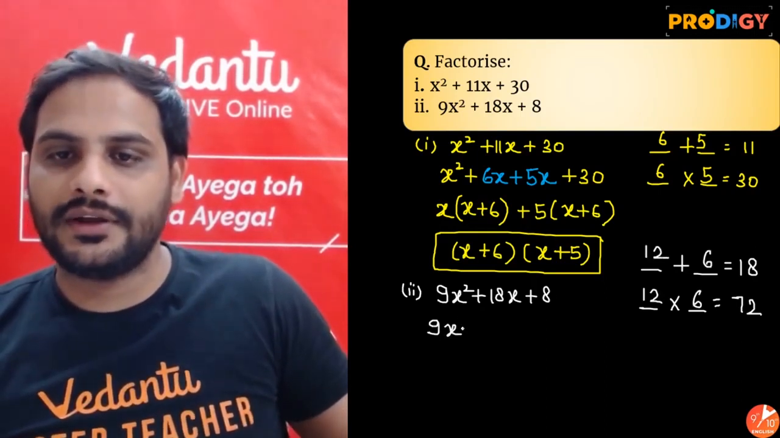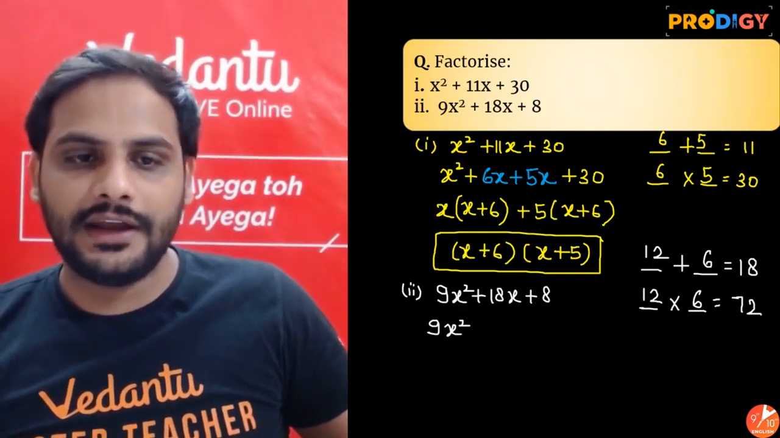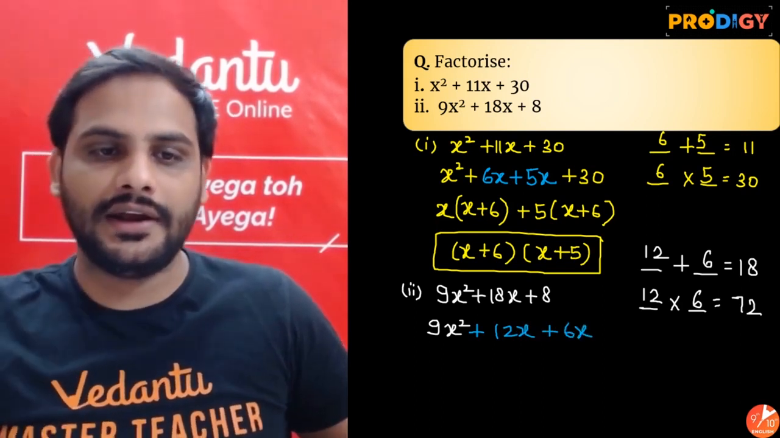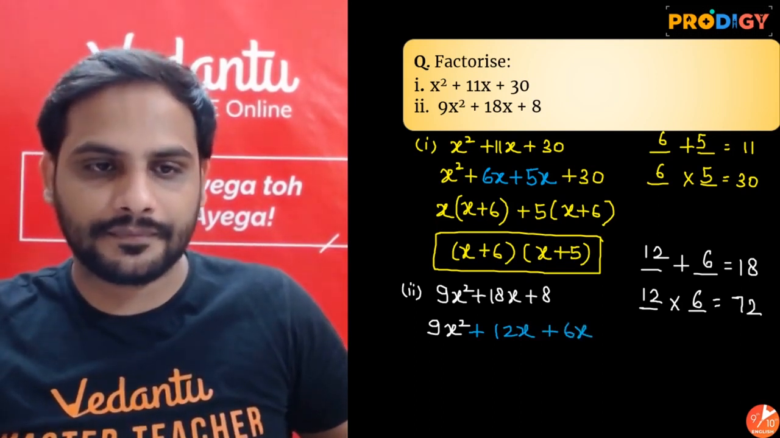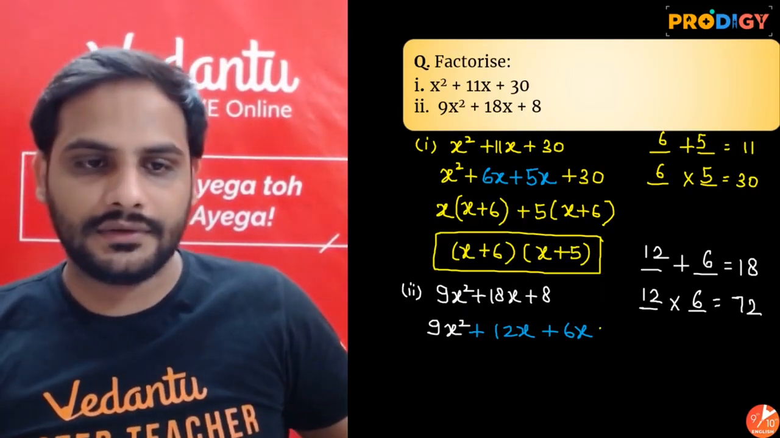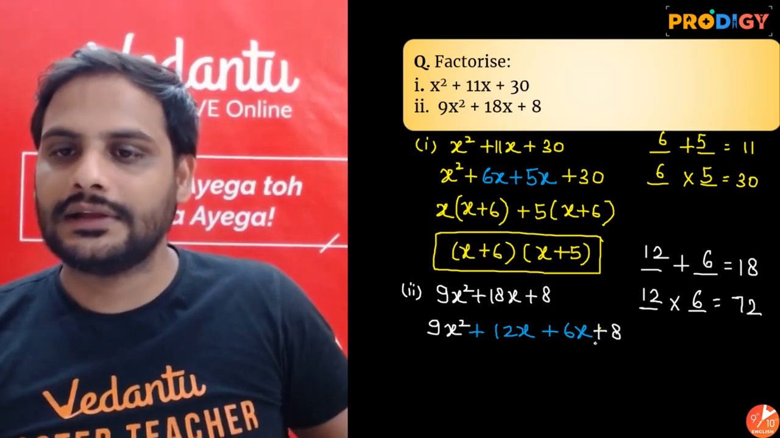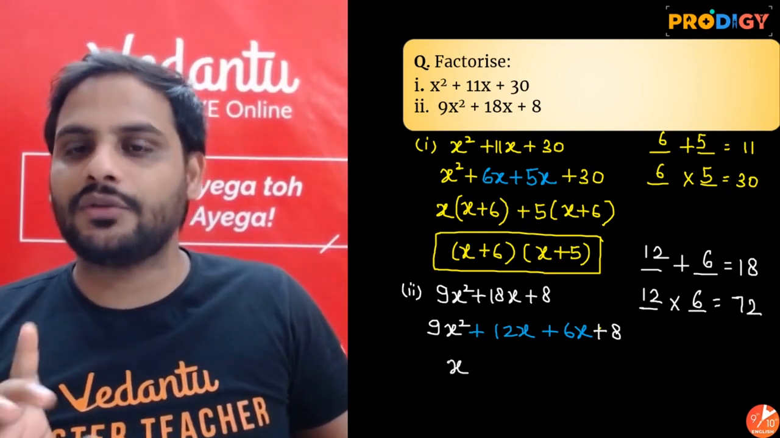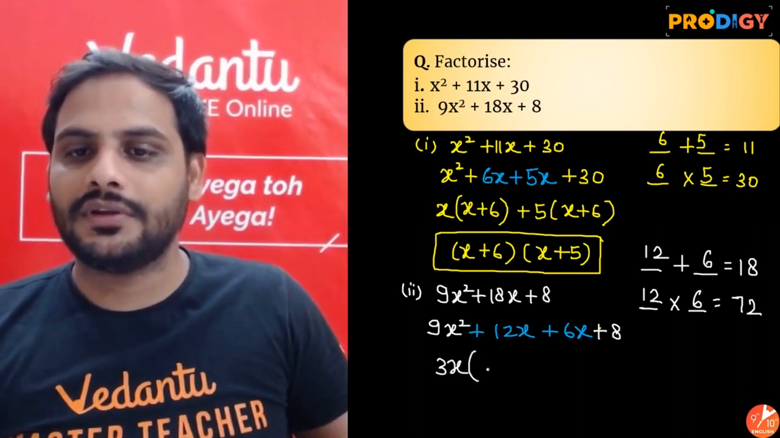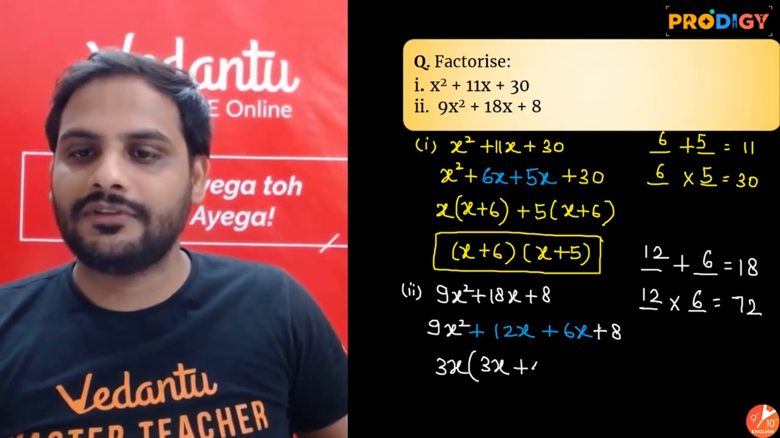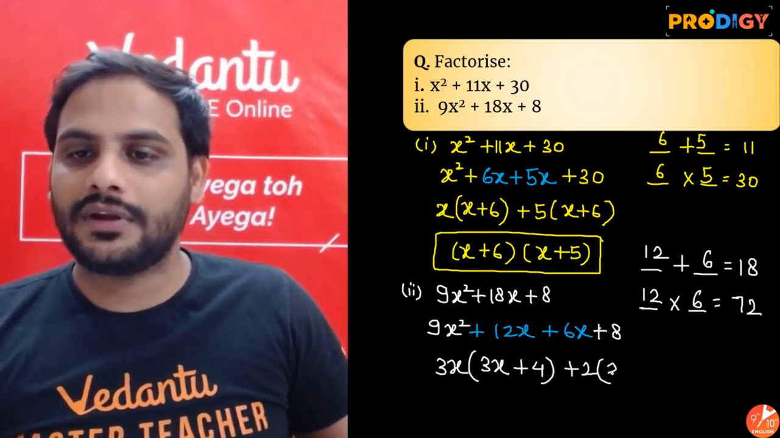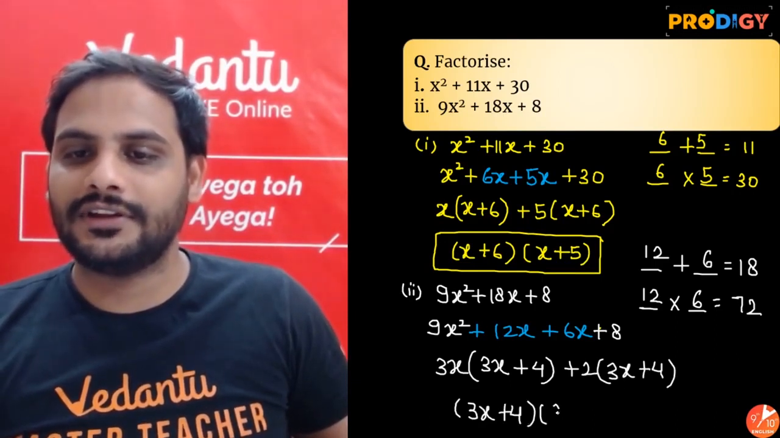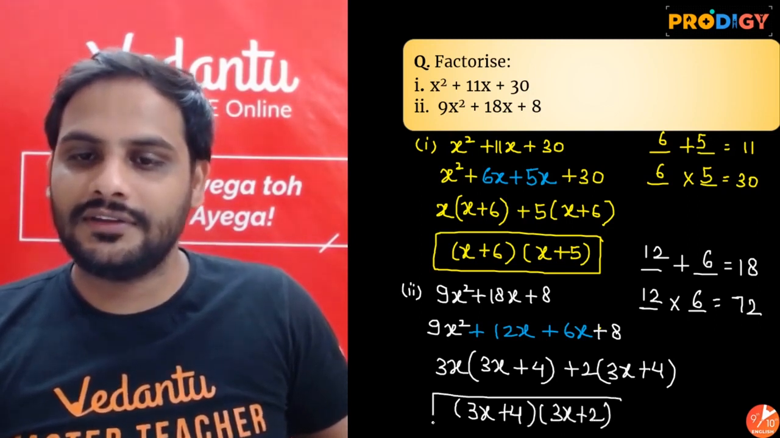So I will write 9x square. In place of 18x, beta, I will write 12x plus 6x. Alright? Plus 8. Now from the first two terms, again the regrouping method. Here we have 9x square. Here we have 12x. One x can be taken common. And 9 and 12 have 3 in common. So here I am left with 3x. Here I am left with plus 4. Here take plus 2 common. You are again left with 3x plus 4. Take 3x plus 4 common. You are left with x plus 2. This is the final factorization.